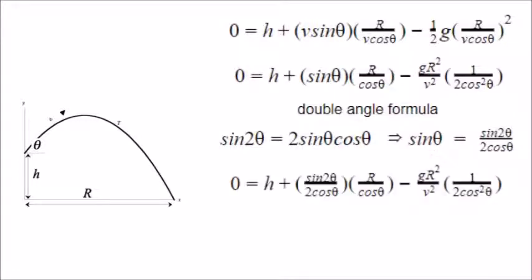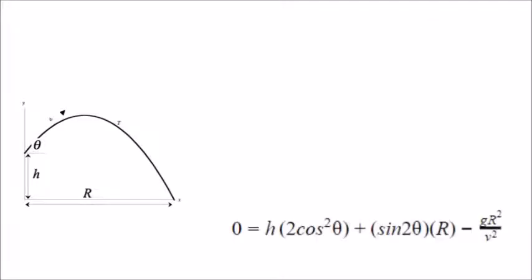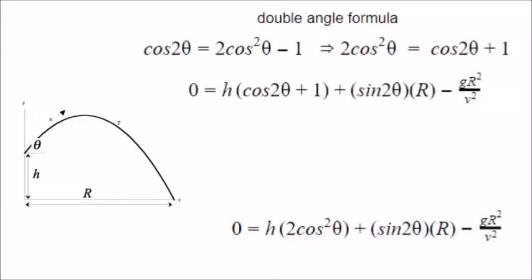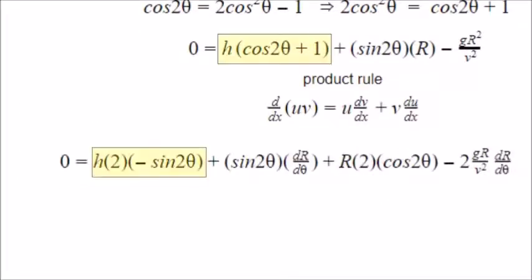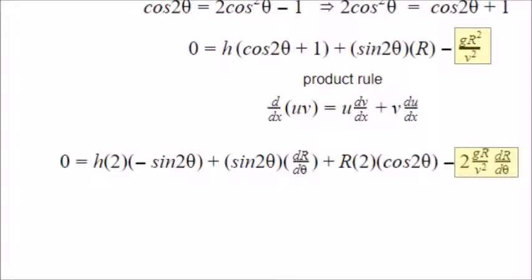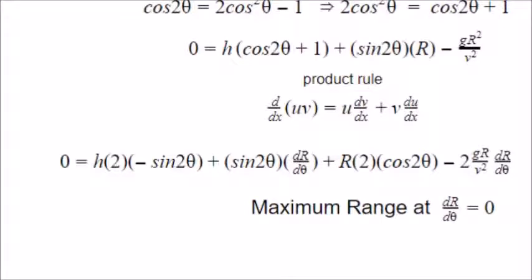But first, we'll clean things up a bit with the double angle formula. Twice. Now, differentiate using the product rule. Well, not here. That's just a derivative. Not here either. See how r squared gives us 2r dr/dθ? Now, u dv/dθ, v du/dθ. Okay, but where will r be a max when dr/dθ is 0?